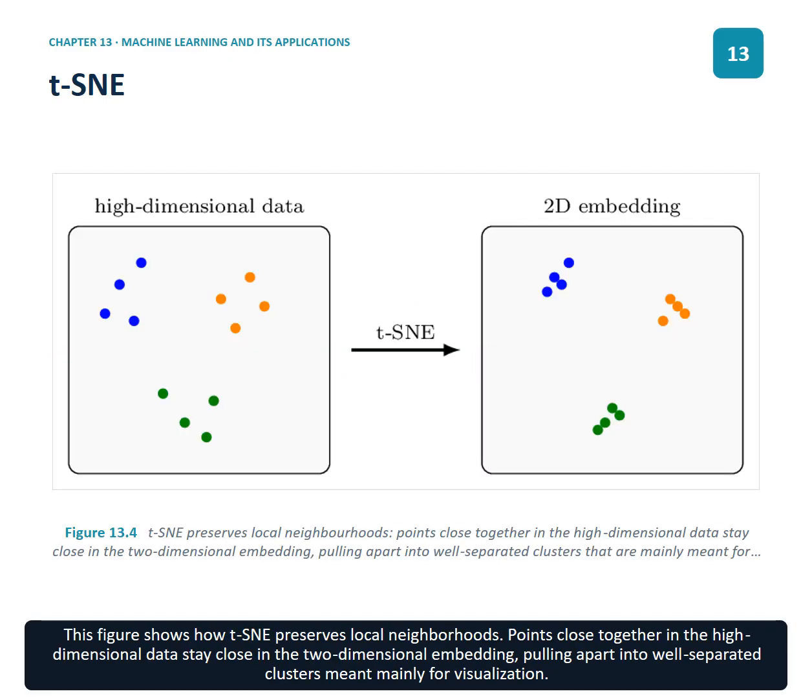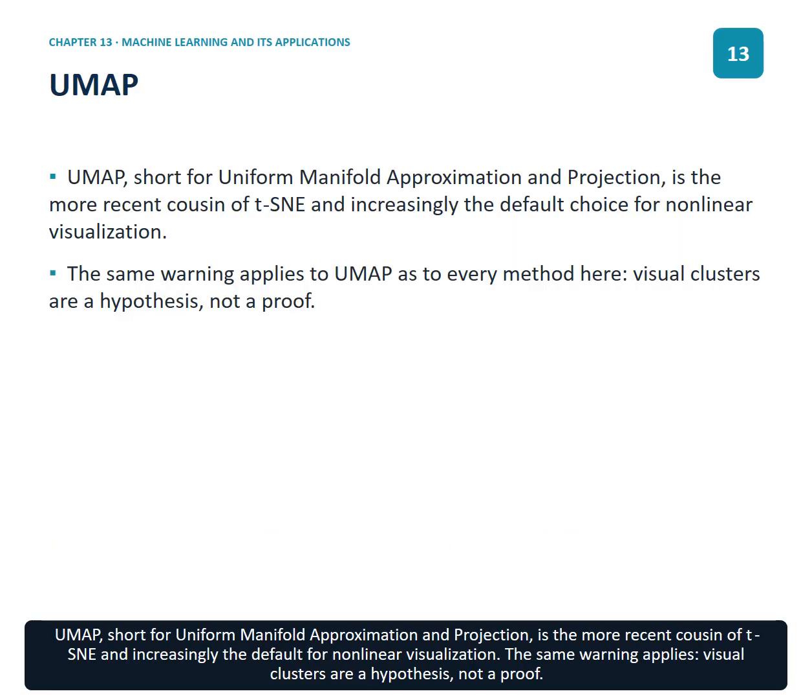This figure shows how TSNE preserves local neighborhoods. Points close together in the high-dimensional data stay close in the two-dimensional embedding, pulling apart into well-separated clusters meant mainly for visualization. UMAP, short for Uniform Manifold Approximation and Projection, is the more recent cousin of TSNE and increasingly the default for nonlinear visualization. The same warning applies. Visual clusters are a hypothesis, not a proof.